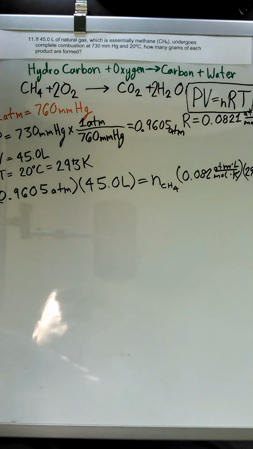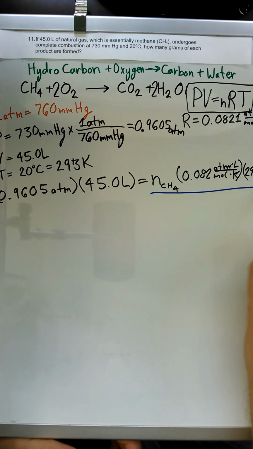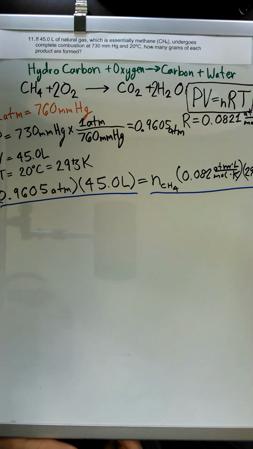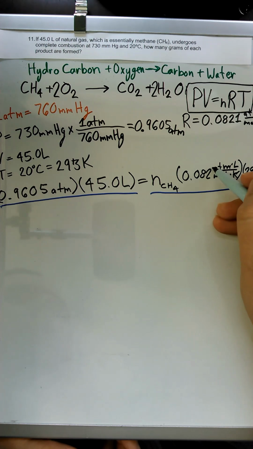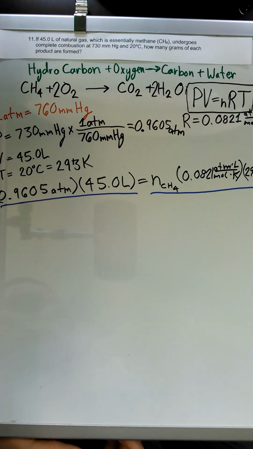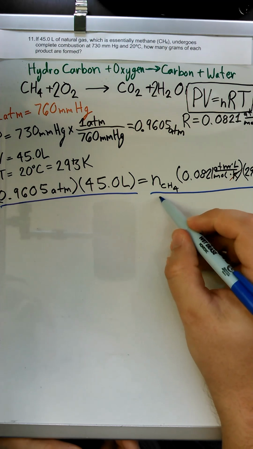Okay, so we can now divide by our constant R and our temperature on both sides, and we will solve for our number of moles, n. We can cancel our Kelvin. If you like to, you can multiply these two first together and divide by this as a single number. I'm just going to write it all out.